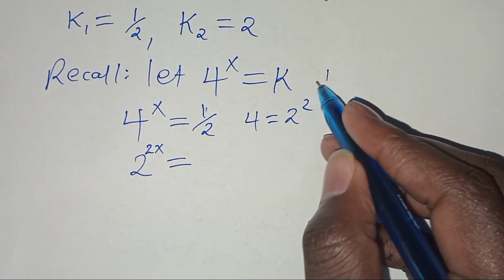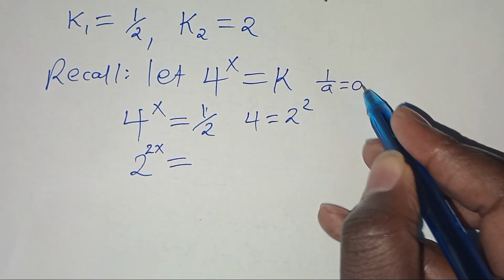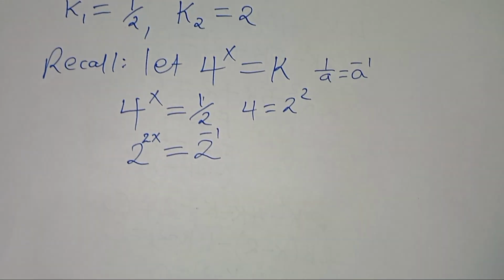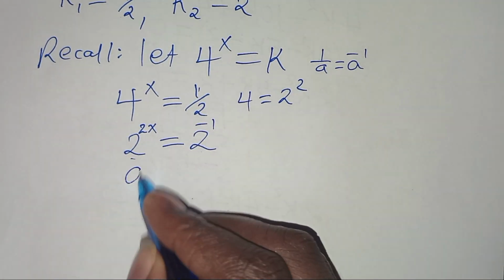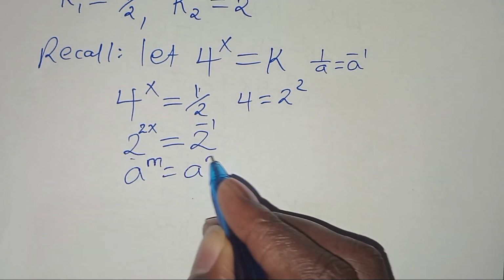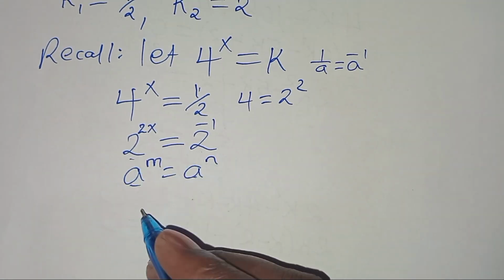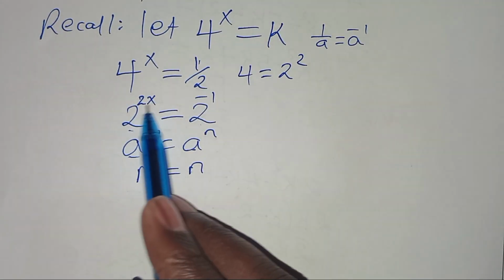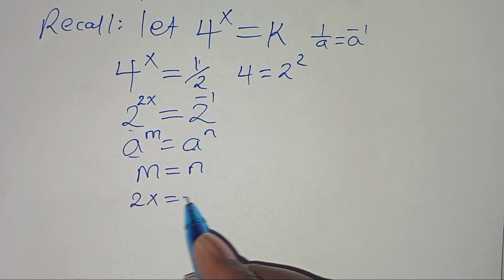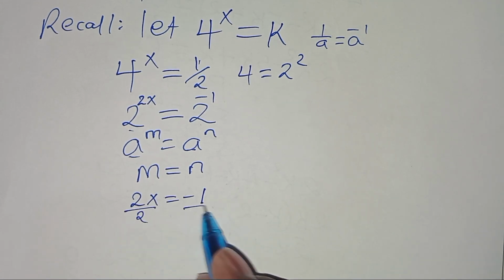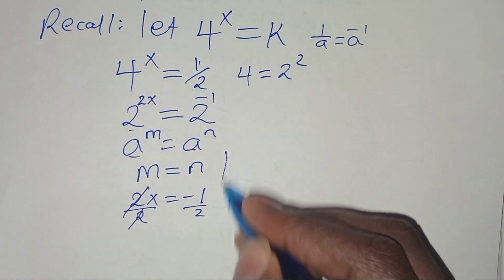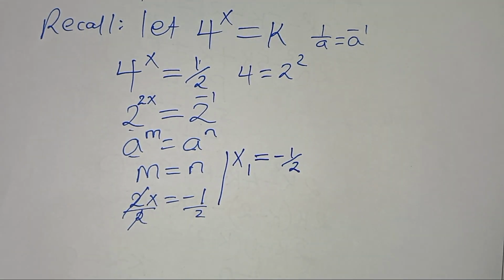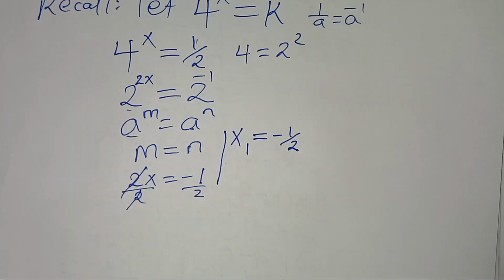We can express a half as 2 to the power negative 1. Remember, if you have 1 over 8, this is the same thing as 8 to the power negative 1. And since the bases are common, that is 8 to the power m equal to 8 to the power n, then the exponent m is equal to n. So applying this property, here we have 2x is equal to negative 1. Divide both sides by 2, and that implies that the first value of x, that is x1, is equal to negative half. Now let's solve the second value of x.